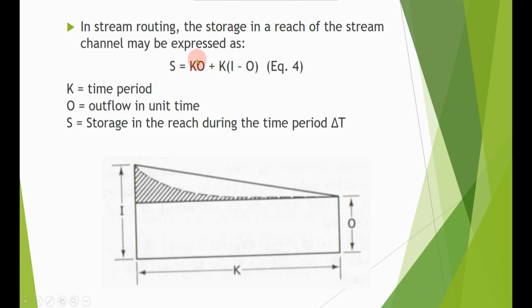So for the first term, we have here the prism storage. Prism storage is the product of the time period and the outflow in unit time. So this is the prism storage, and the second term is the product of the time period and the difference of the inflow and the outflow. This is also called the wedge storage. So we have here a certain time period and the difference of the inflow and the outflow that will make our wedge storage. This represents the increment of storage in addition to the prism storage, resulting from the difference of the inflow and the outflow. So again, on this part, this is the prism storage, and on this part, this is considered as the wedge storage.